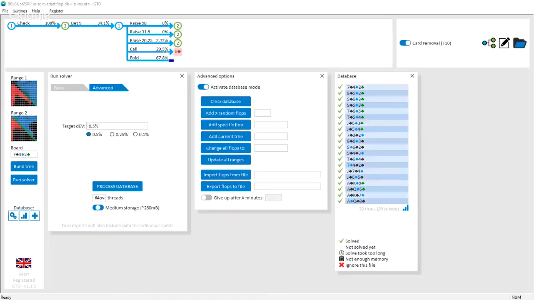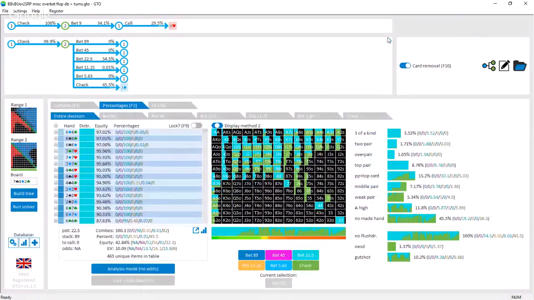This one. This is the overbet flops. So I'm going to use this for the overbet tutorial probably next week. Oh, okay. How do you run it to 0 EV? So you just press this button, and that runs it to 0 EV on GTO Plus.